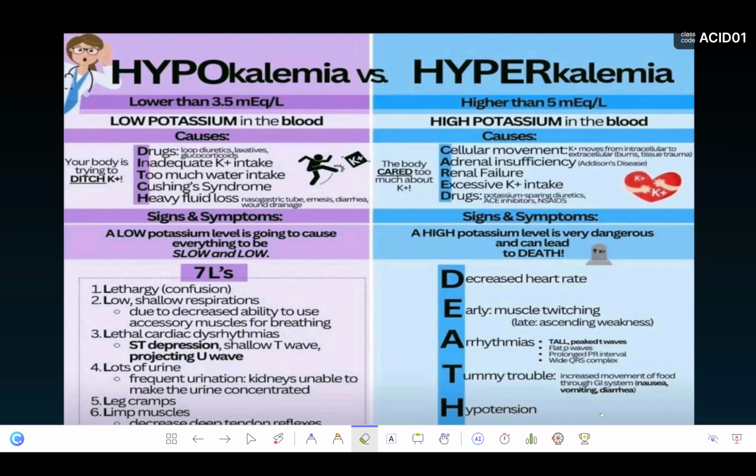So, the signs and symptoms of a low potassium level are going to cause everything to be slow and low.